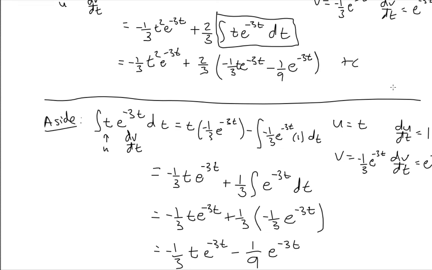I can simplify this a little bit. Of course, you could probably simplify it further, but I'm not going to. All I'm going to do is multiply this 2/3 in everywhere. So this becomes negative 2/9 t e to the negative 3t. 2/3 times negative 1/9 is negative 2/27 e to the negative 3t, plus my constant. And that is the solution.